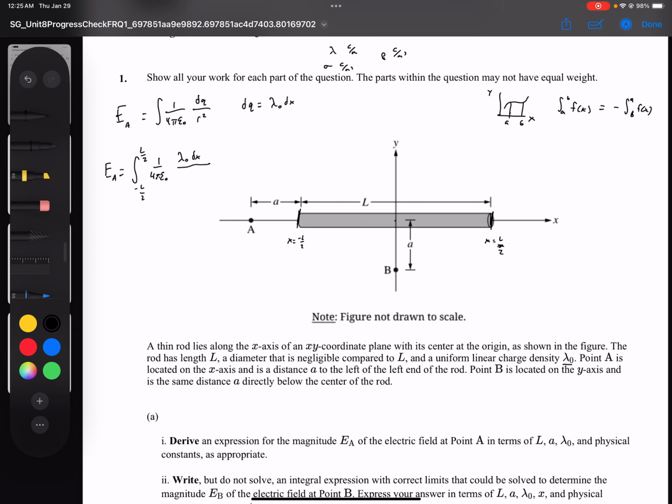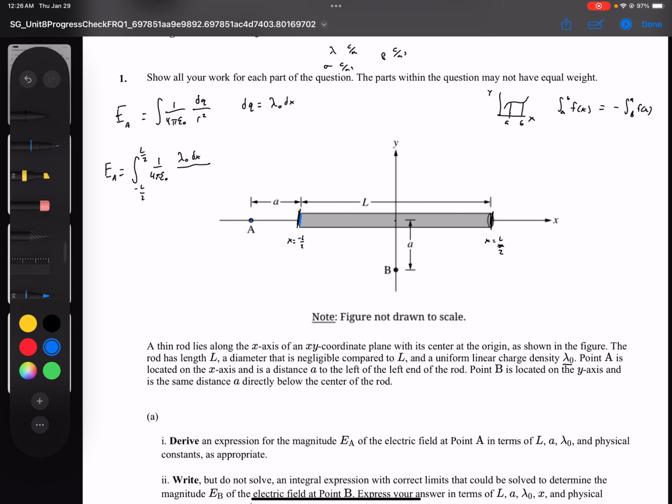Now we have to write down a value for r squared, okay? But we have to write it in terms of x. So how are we going to do that? Well, if I look at, here, let me use a different color. So we're looking at point A. We have electric field that's going to be emanating out from this rod, all right? And what I'm going to do is integrate the contribution of each element. So I'm going to have each element dq here. I'm going to sweep across the entire rod.